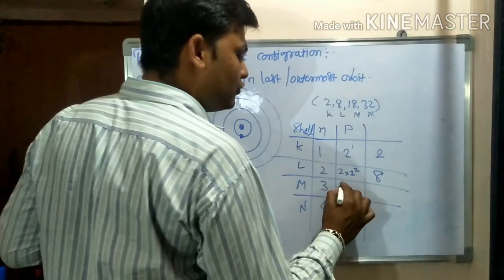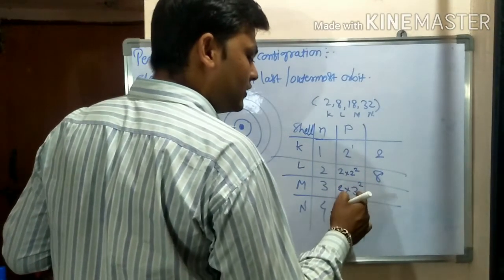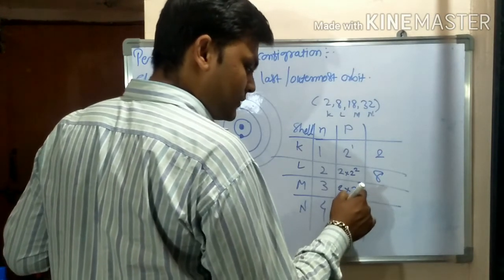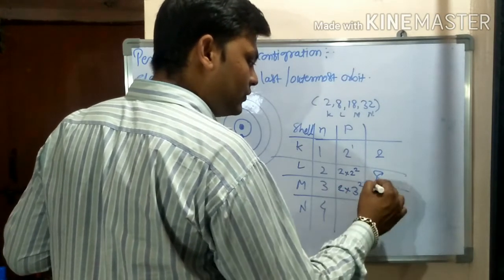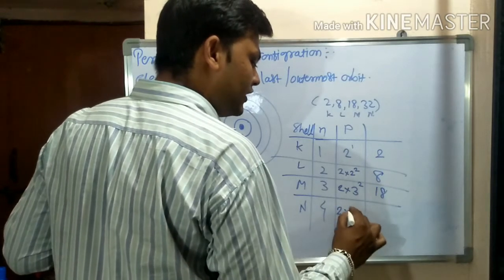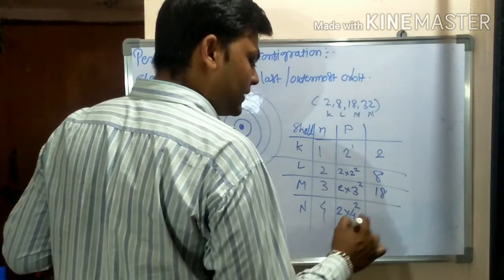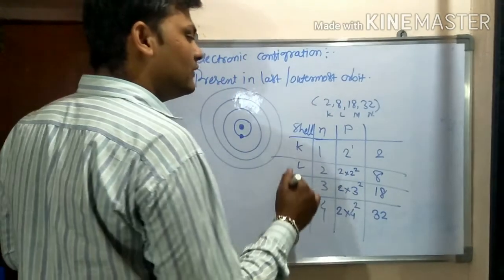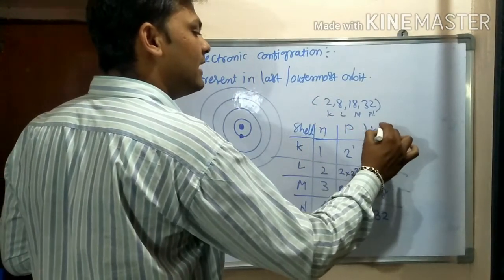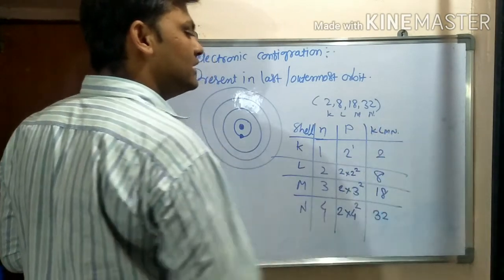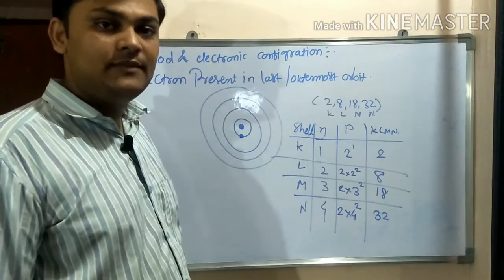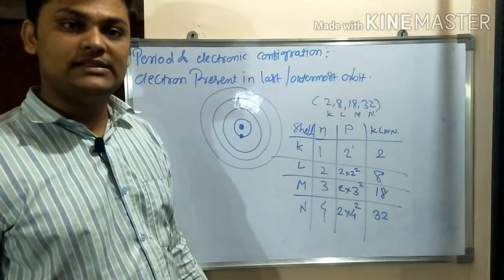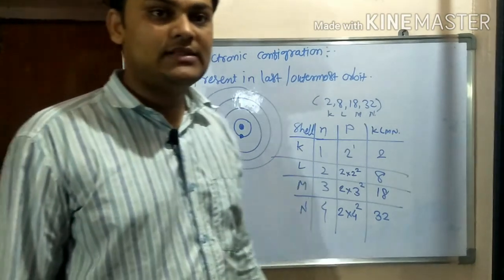Next, 2 into 3 to the power 2. The square of 3 is 9, and 9 into 2 is 18. And 2 into 4 squared: 4 squared is 16, and 2 times 16 is 32. Like that, the electronic configuration is held for the K, L, M, N shells. As you can see on the screen, the table was tabulated. I hope you understand this phenomenon.